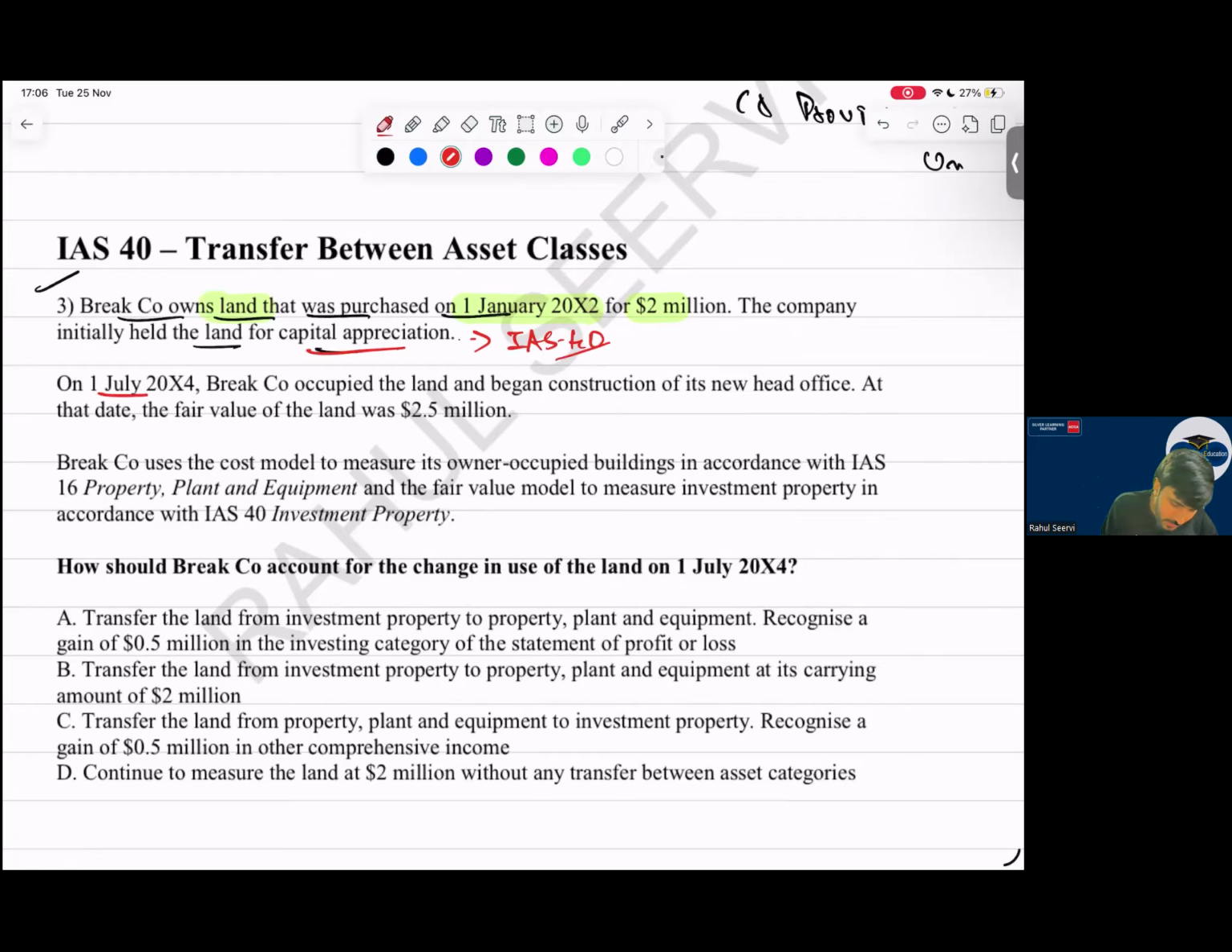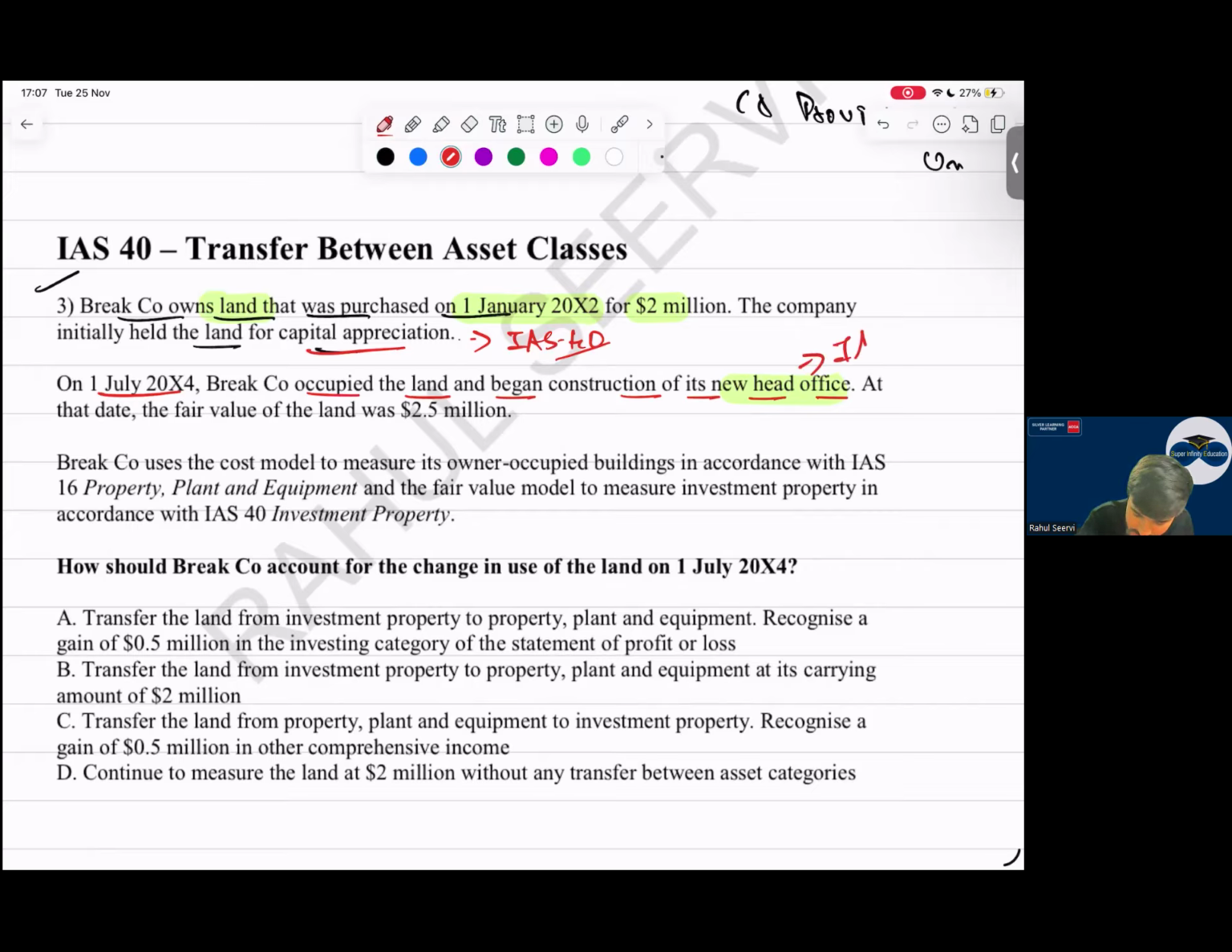On 1st July 20X4. We have purchased on X2. X2 done, X3, X4. After 2.5 years, B company occupied the land and began construction of its new head office. They are saying what? It was a land which we held for capital appreciation, IAS 40. After 2.5 years, B occupied the land and began construction of its new head office.